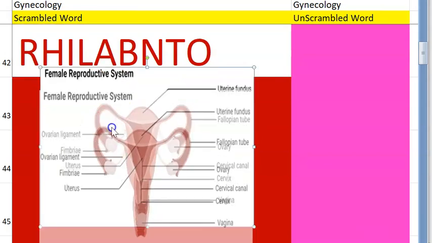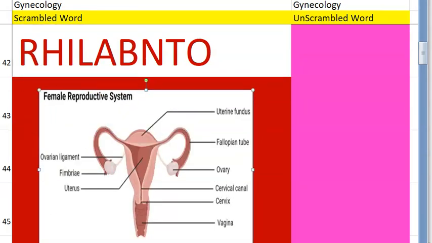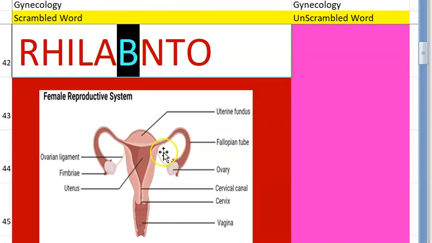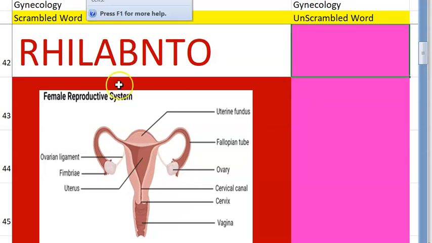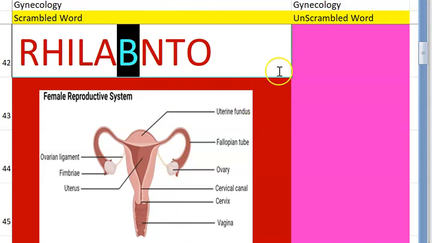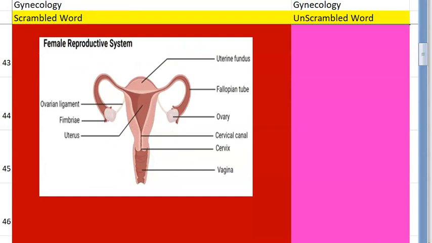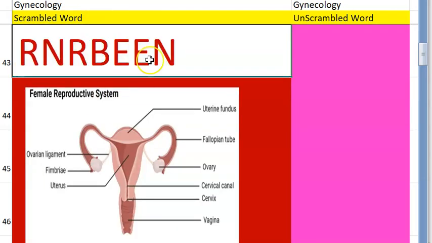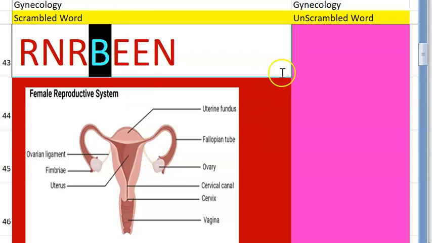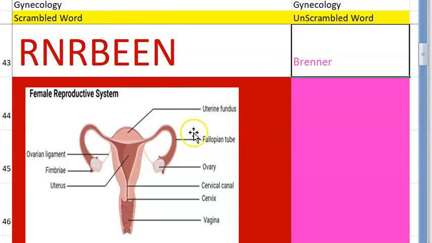Let's go to the 42nd one here. Looks like it is starting with a B. And what do you understand here? It's a gland name. Did I tell you that? Bartholin. Very good. 43rd one, guys. Focus. Bean, like Mr. Bean. What is this? It's the name of a tumor. It is Brenner tumor. Very good.